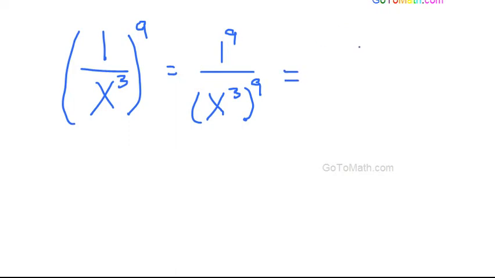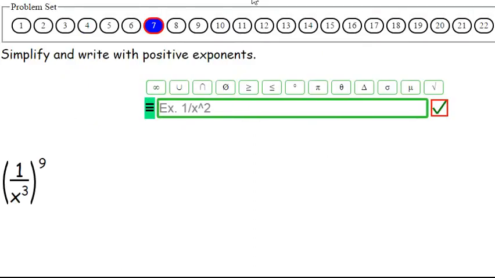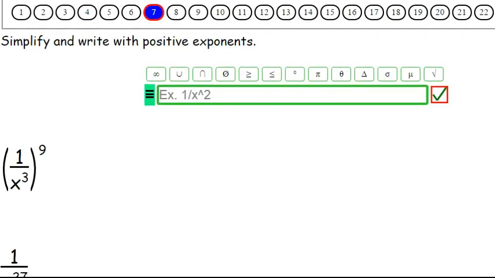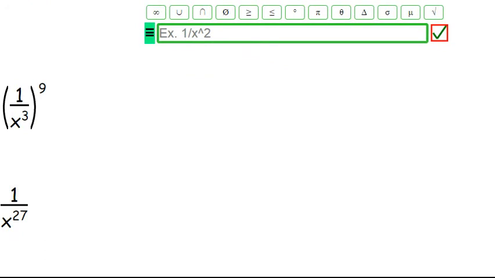So what is 1 raised to the ninth power? Well, that's just 1. That's 1 times 1 times 1 times 1 times 1 times 1. Did I say it 9 times? And then what do we do with these guys? We multiply them. So that becomes 1 over x raised to the 27th power. Easy enough. 1 over x to the 27th power.